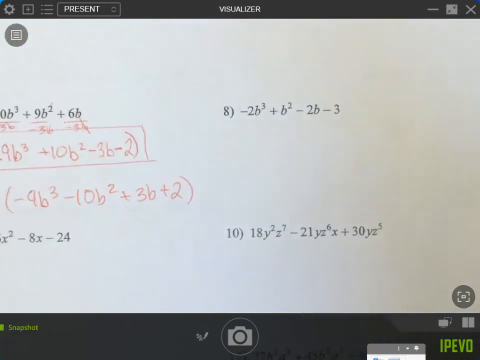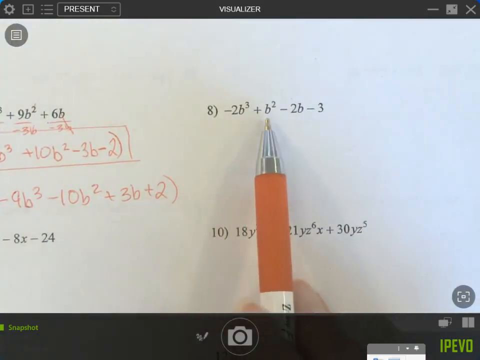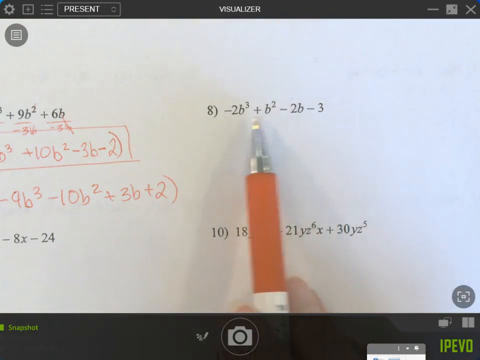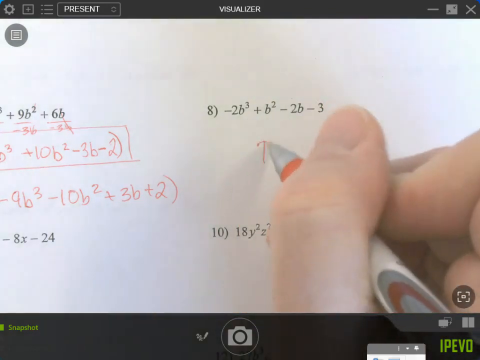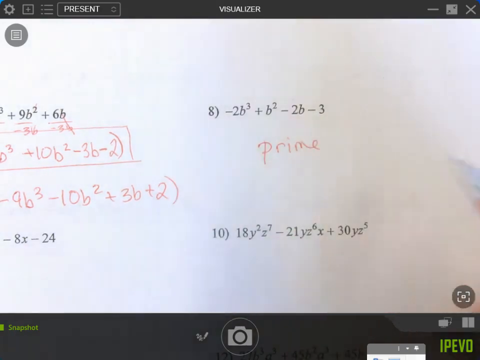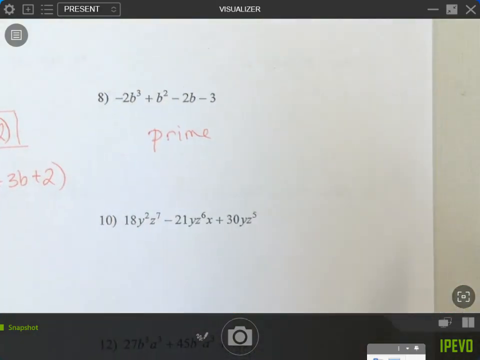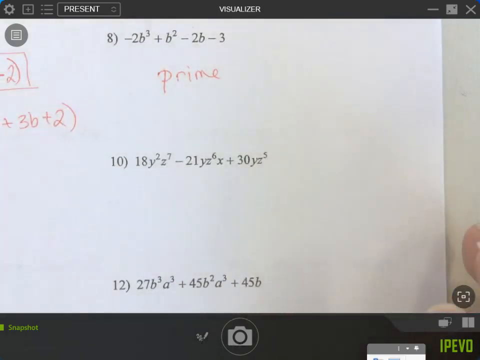Oh, and sometimes, look at number 8. They don't have a number in common. See how I can't take something out of all of them? But I can't even take a B out. So we would call this one prime. Someone else might have said, why do you want to take out the negative 1? You could do that. All right, which one, 10 or 12?